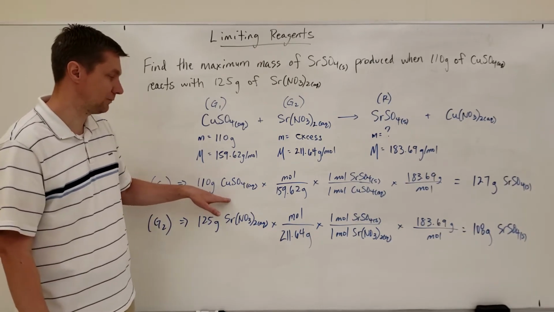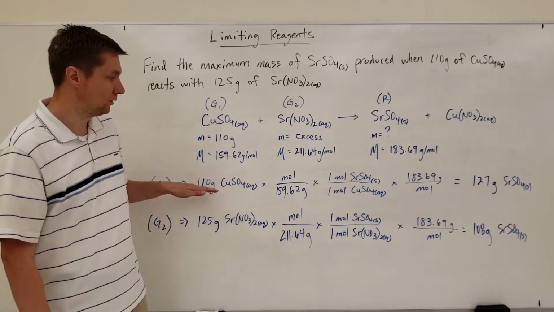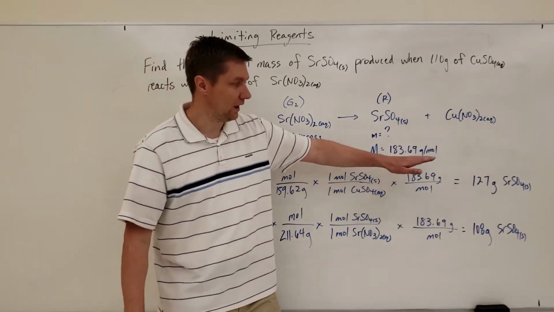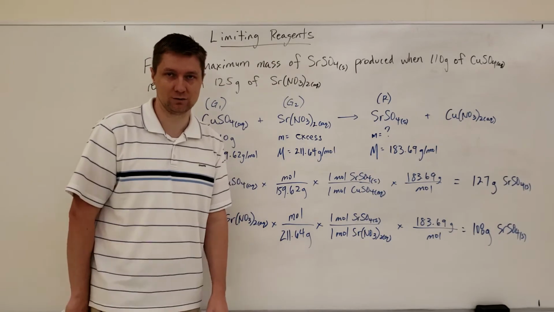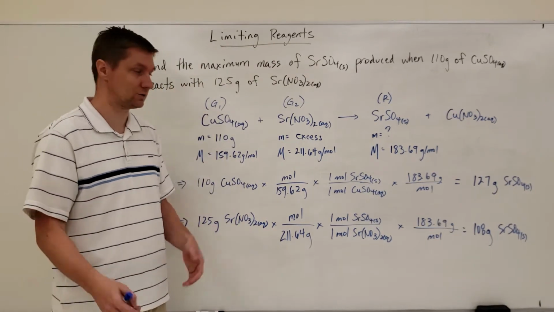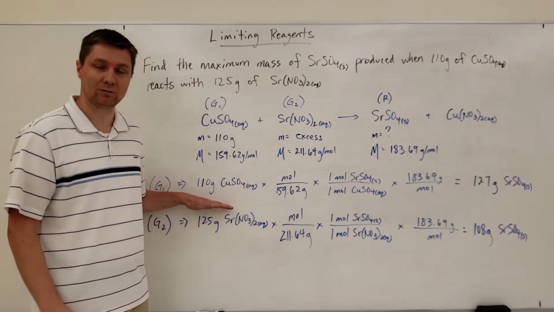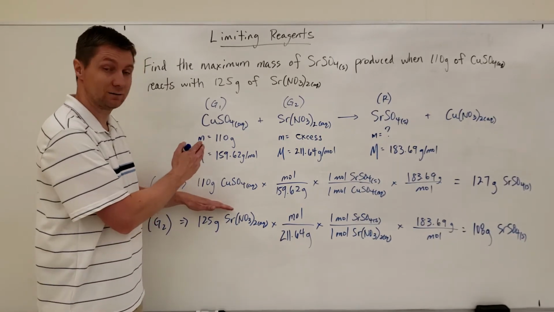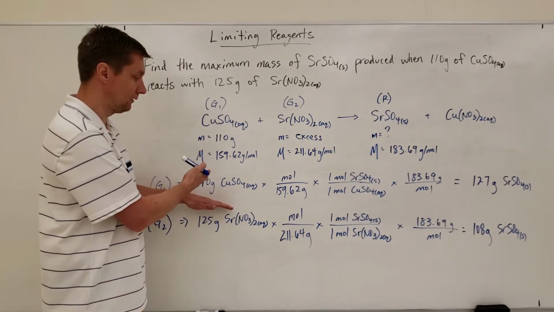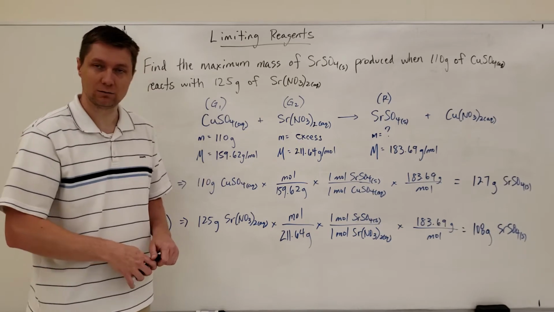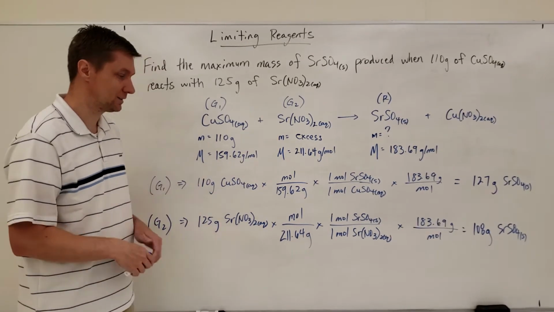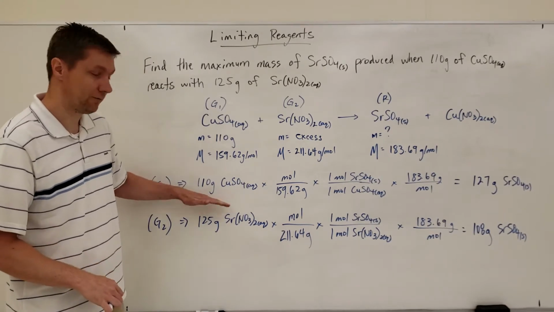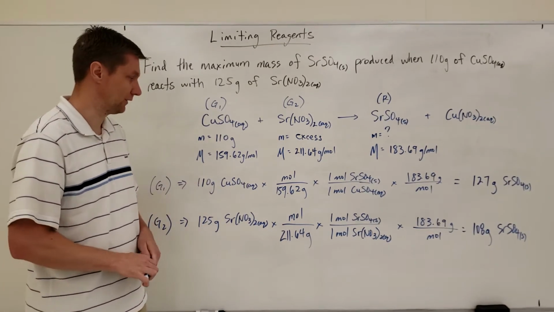All 110 grams of copper 2 sulfate reacts. You can see I've done the math here, and it punches out as 127 grams of strontium sulfate that can be produced. So that's the maximum amount of strontium sulfate the copper 2 sulfate can make: 127 grams. That's the maximum it can make from the 110 grams of copper 2 sulfate.